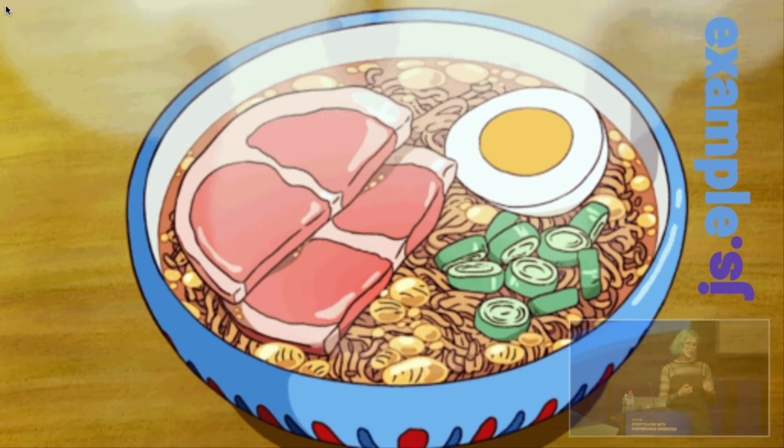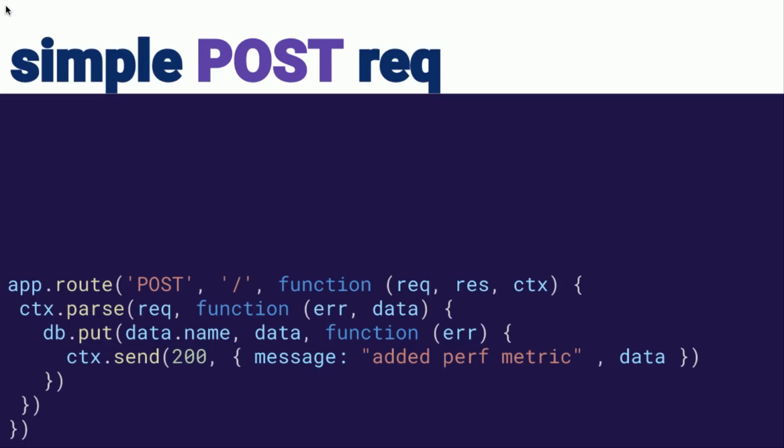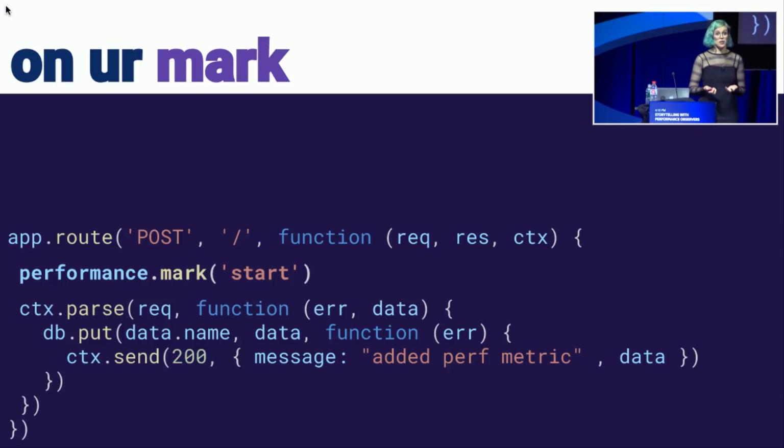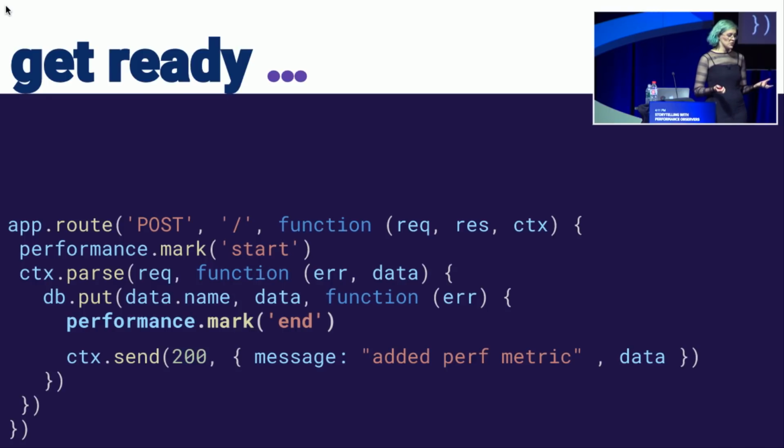So what it looks like code-wise is like this. For example, we have a simple post request that we're trying to make. We're parsing the data, we're writing into the database, and then we want to set a mark at the beginning of that post request just to see how long the put actually takes. How long does it take us to spit the data back out to our client? What you're then able to do is mark an end within that put.